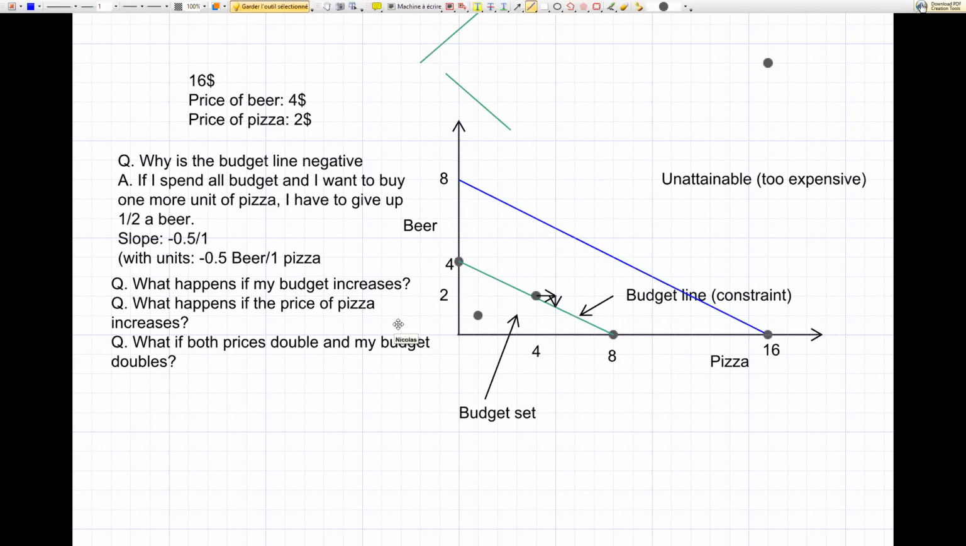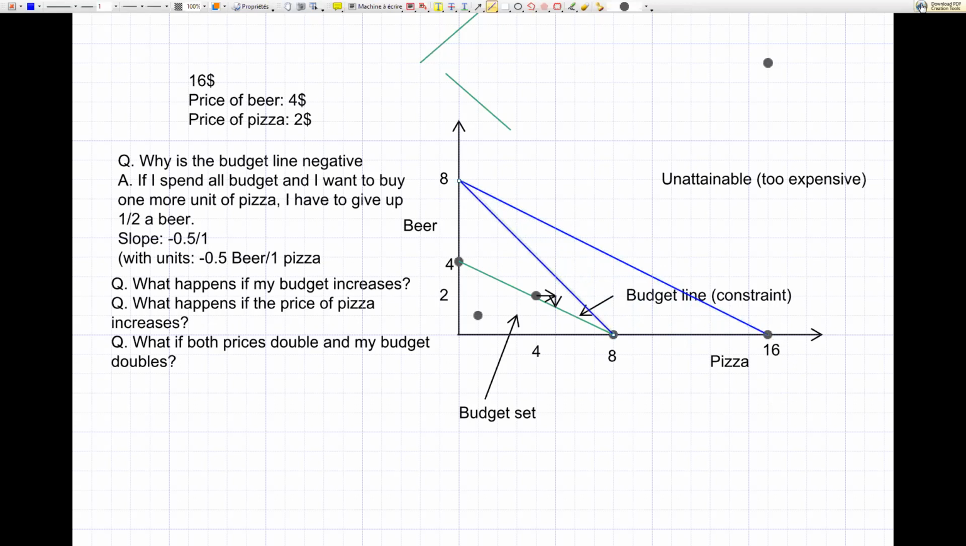What would change the slope then? If the price changed. Price of pizza or beer. Yes, exactly. So imagine that the price of pizza doubles. So imagine now I'm with this budget line here, and I double the price of pizza. So what happens? Here I could buy 16 pizzas. Now the price of pizza is no longer 2, it's 4. So how many can I buy? 8, exactly.